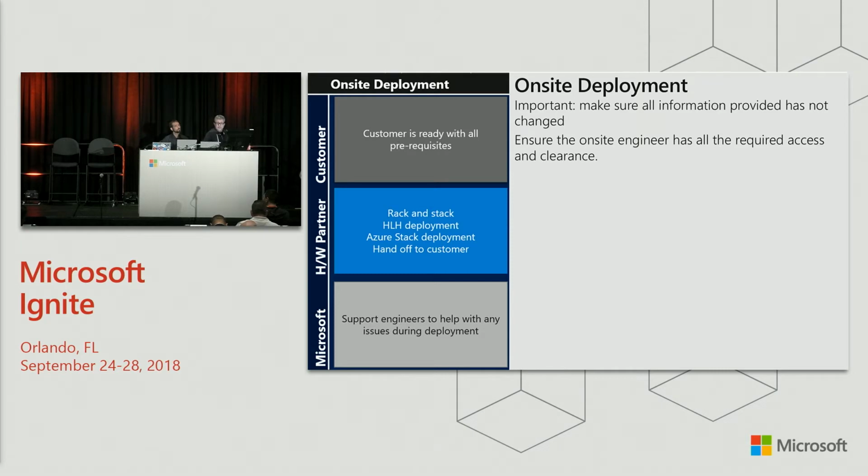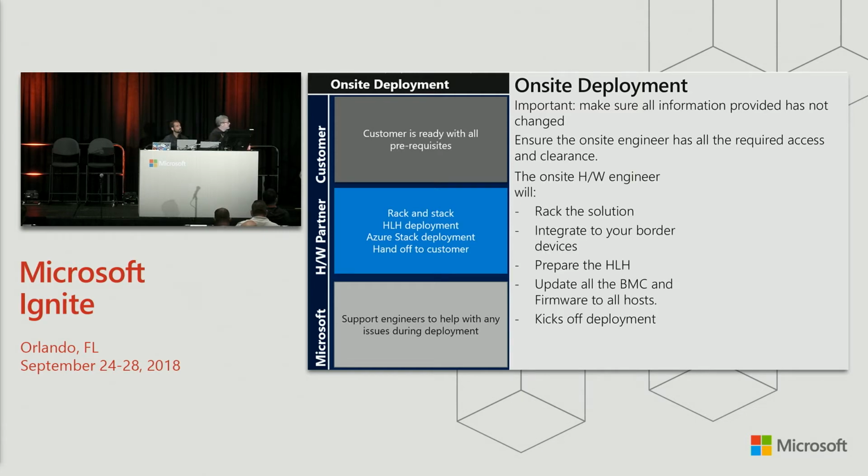And then ensure that they have all the required clearance so that they can actually get in and do the deployment. So the deployment engineer, the first thing they will do is rack and stack the solution. They will do the border connectivity. They integrate your device with your border based on all these artifacts that they generated from that spreadsheet.